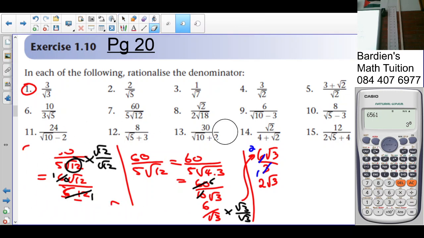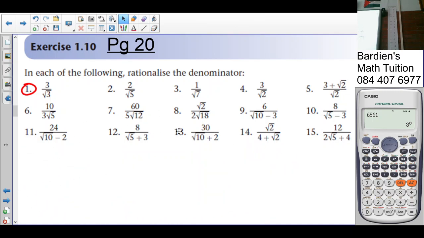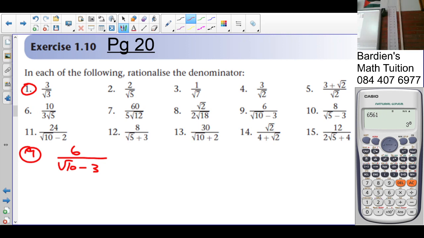It's number 7. Number 9. So it's 6 over root 10 minus 3. But of course that's not in the simplest form. Then you must be prepared to lose 1 more mark. Or you want all your marks? You like all your marks. Then you must do all the work.